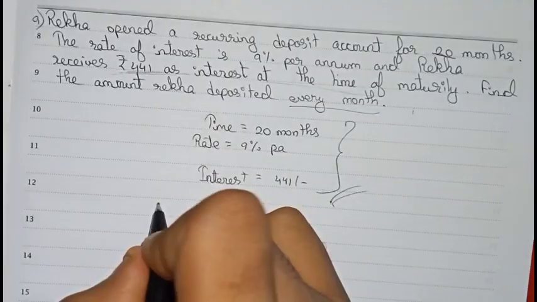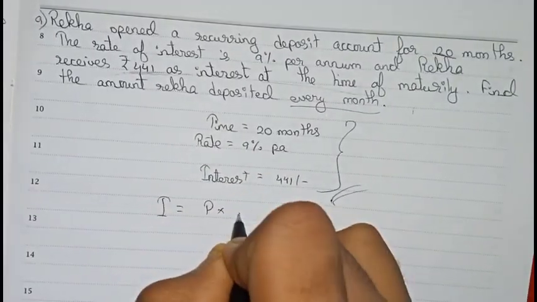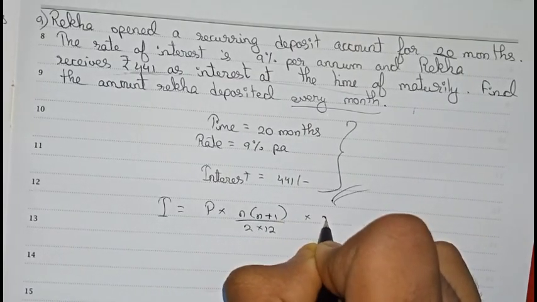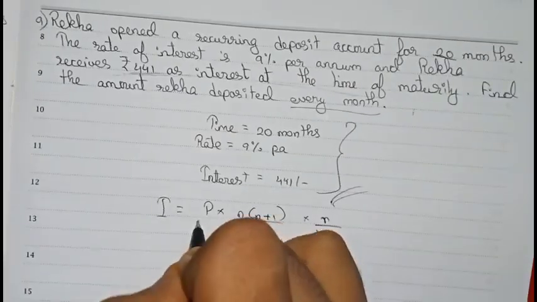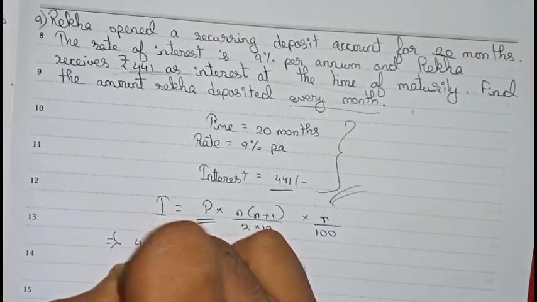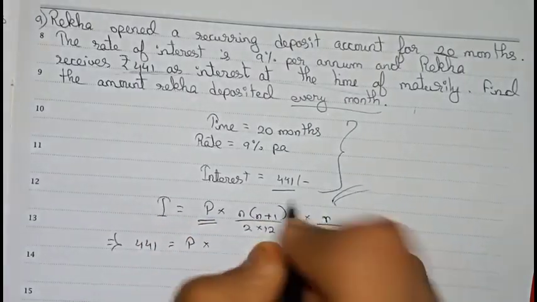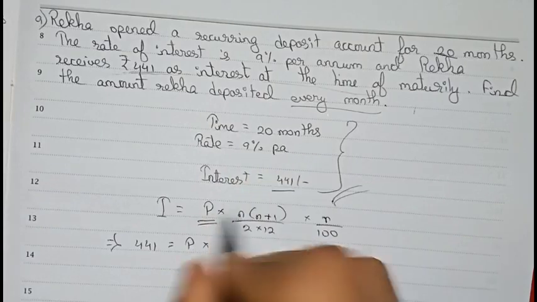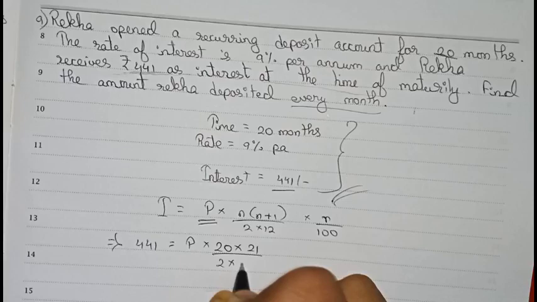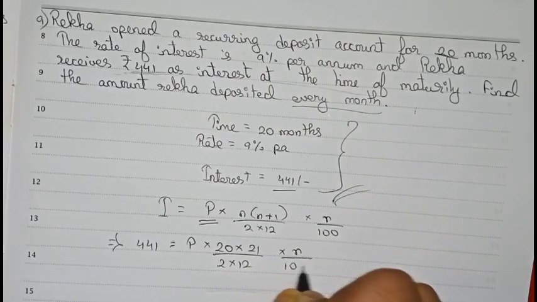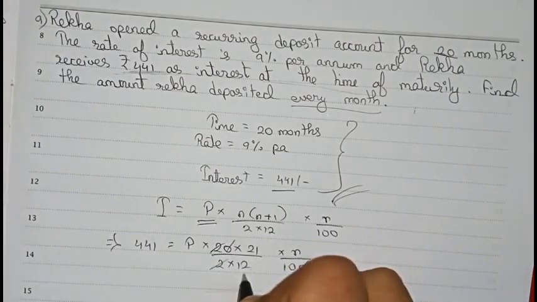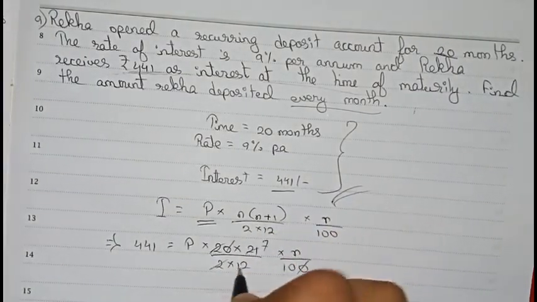So we write the formula, that is interest is equal to principal into n into n plus 1 by 2 into 12 into r by 100. So we need to find the value of this P. So interest is given, 441. N is 20, so n into n plus 1 is 21 by 2 into 12 into r by 100. So 0 is cut, 2 and 2 is cut. So in 21 and 12 we can cut by 3, it will become 7 by 4.